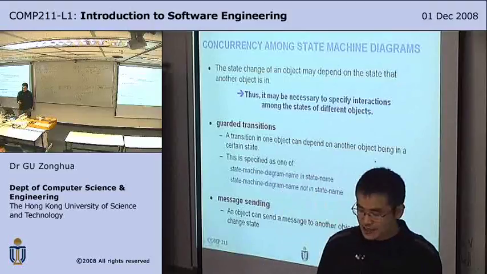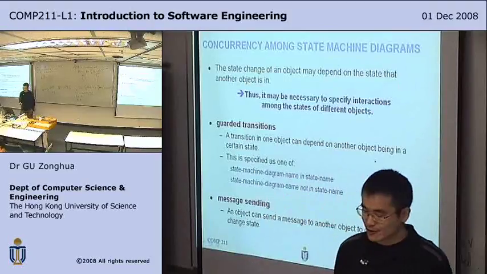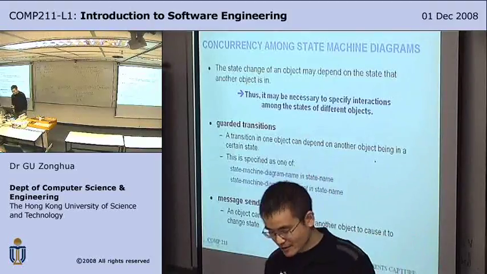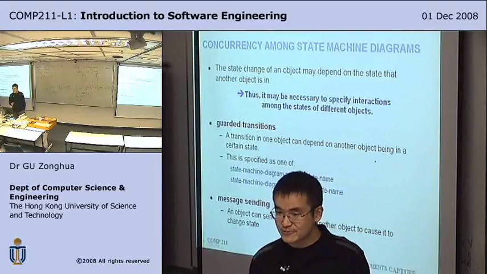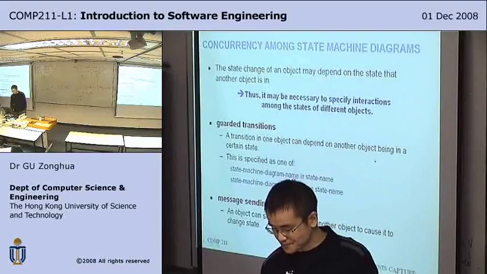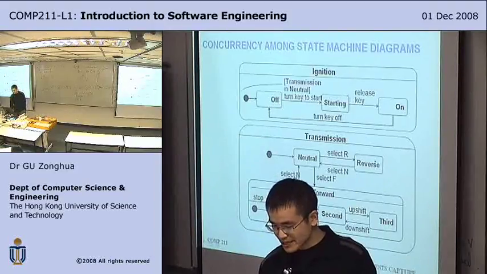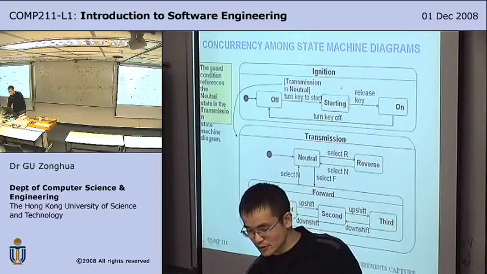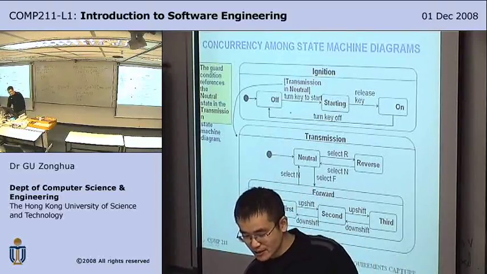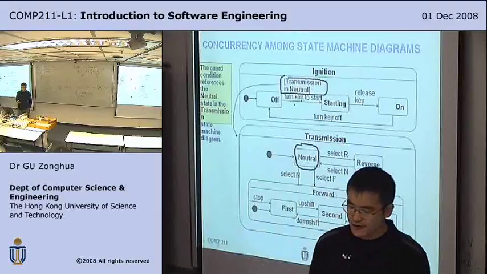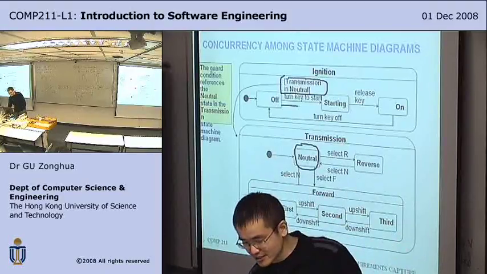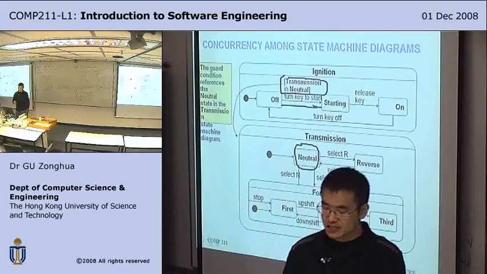So now we discuss concurrency among state machine diagrams. We discussed parallel states, that's concurrency within the state machine. But different state machines can talk to each other as well. So here's one example of two state machines, ignition and transmission. Ignition has a guard that depends on the state of the transmission. If the transmission is in neutral, then when you turn key, you can go from off to starting in the ignition state. Otherwise, if you turn key, nothing happens.